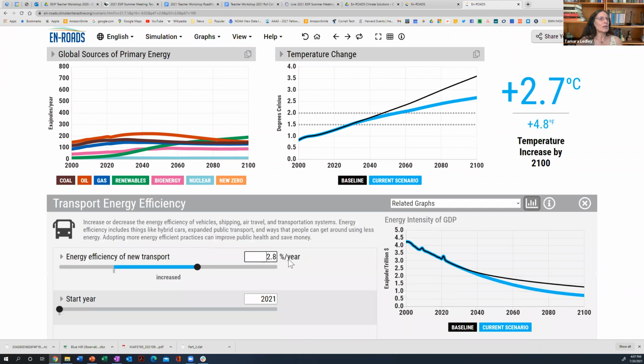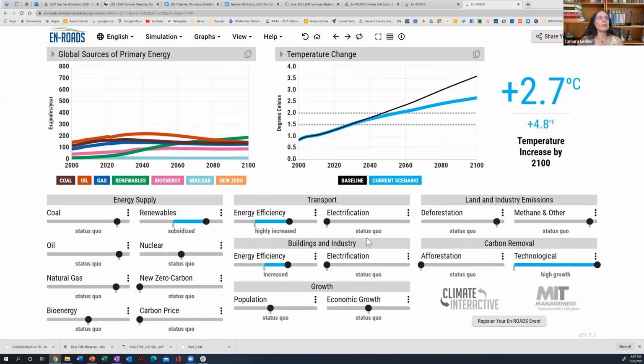I had to change this to 3. I'm just trying to make the change the same. So that gets us down to 2.7 here. So the total impact was 0.3 degrees C, whereas individually, this one was 0.2 and this one was 0.3. So you can see that they're not additive in this case.